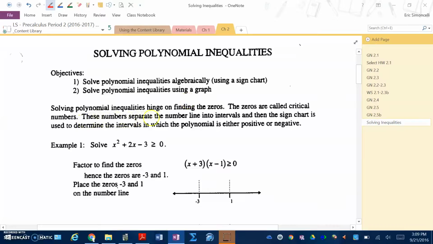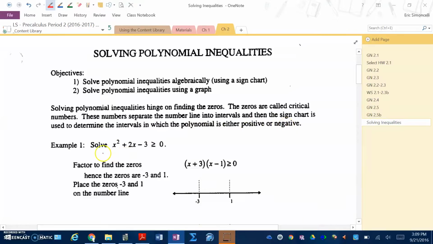So for solving polynomial inequalities, we're going to do this such that they hinge on finding the zeros. The zeros are called critical numbers, or critical values is what our textbook defines it as, or has in the past. These numbers separate the number line into intervals, and then the sign chart is used to determine the intervals in which the polynomial is either positive or negative.